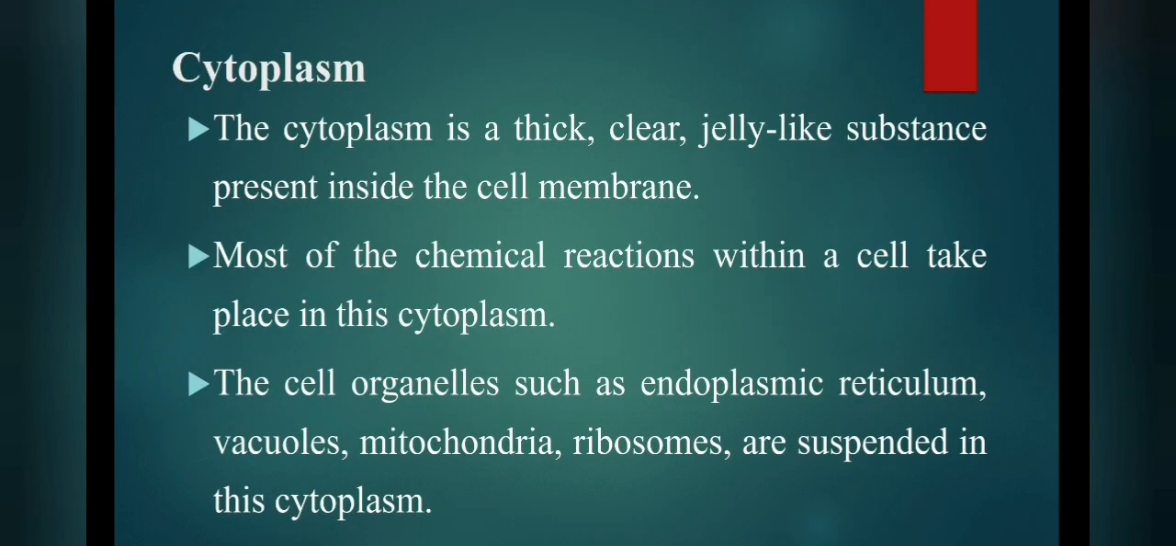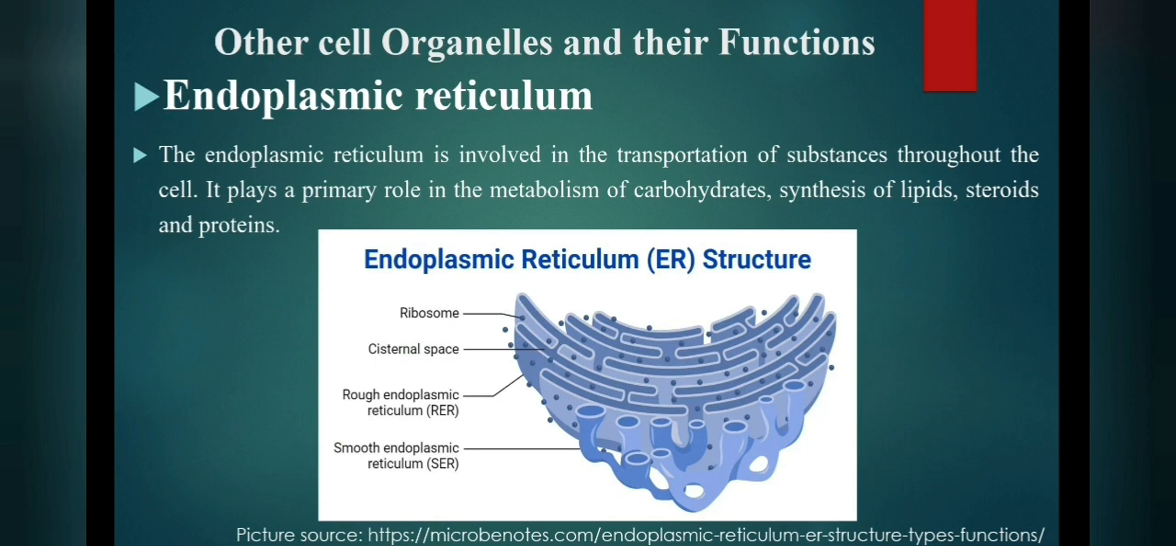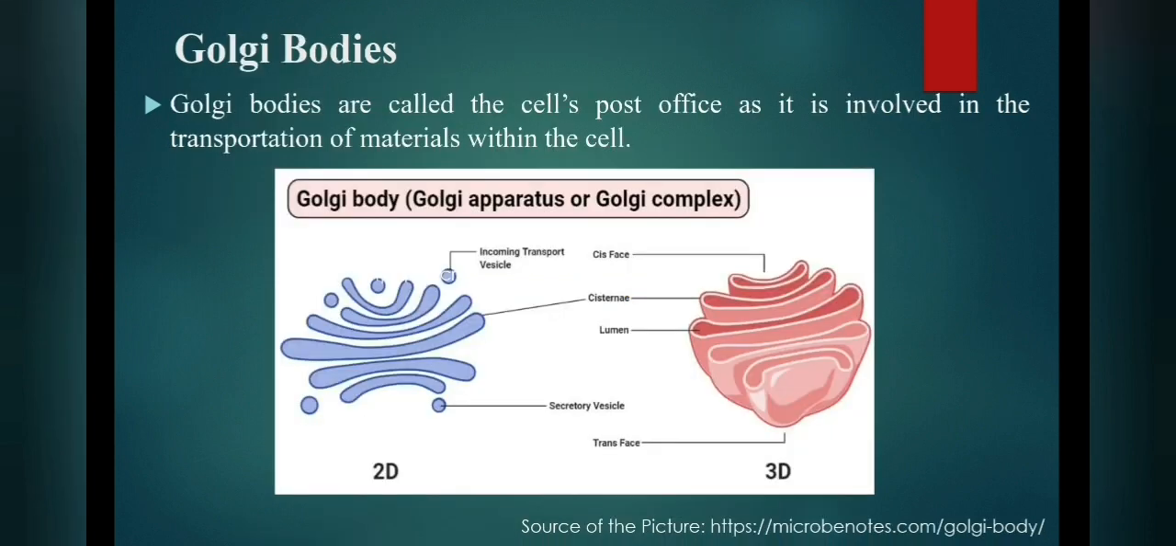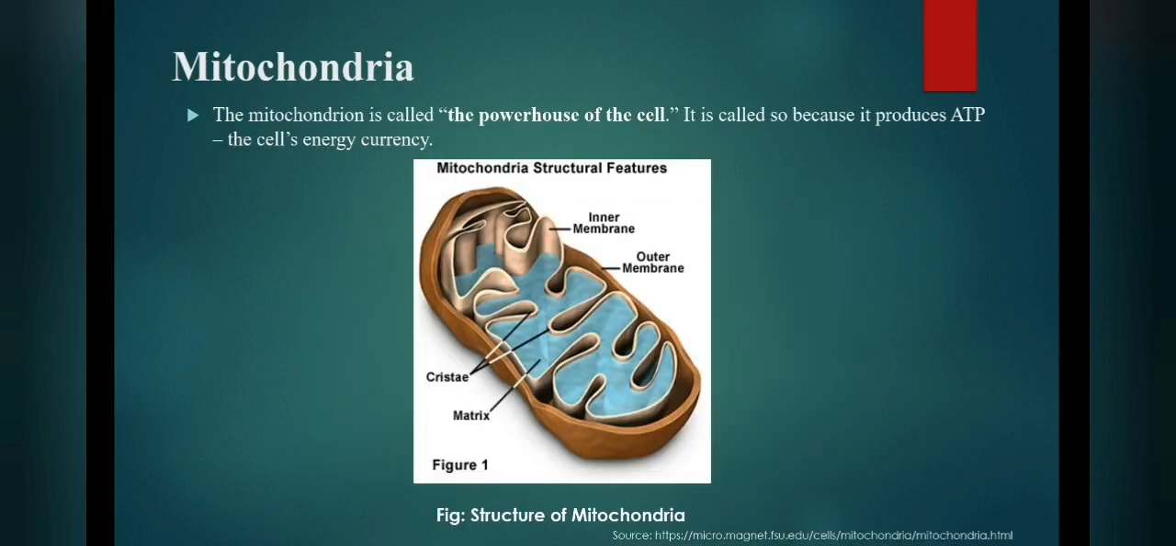Then cell wall. The cell wall is present only in plant cells. Then cytoplasm. The nucleus, which is the brain of the cell, contains the nucleolus, which is the site of ribosome synthesis. The nuclear membrane, karyoplasm meaning the nucleoplasm, the matrix of the nucleus. Then chromosomes, then endoplasmic reticulum. There are two types: smooth endoplasmic reticulum and rough endoplasmic reticulum. Then Golgi body, which is the post office of the cell. Then ribosome, which helps in protein synthesis, and it has two subunits. Generally prokaryotes have 70S type of ribosome, and eukaryotic cells have 80S type of ribosome.